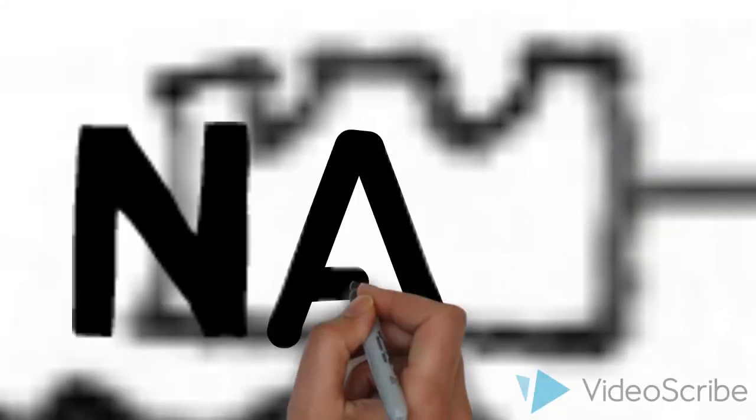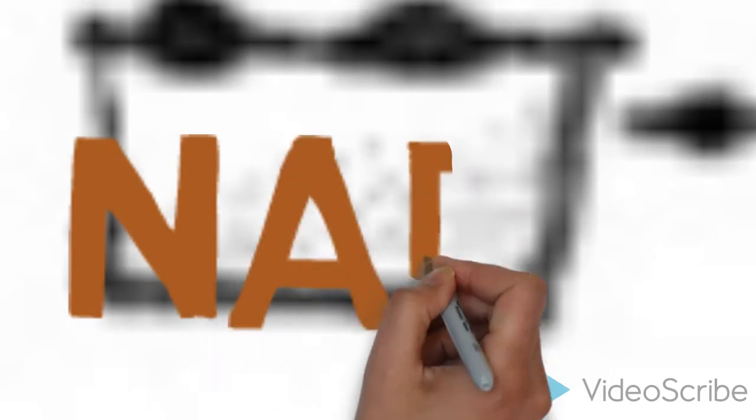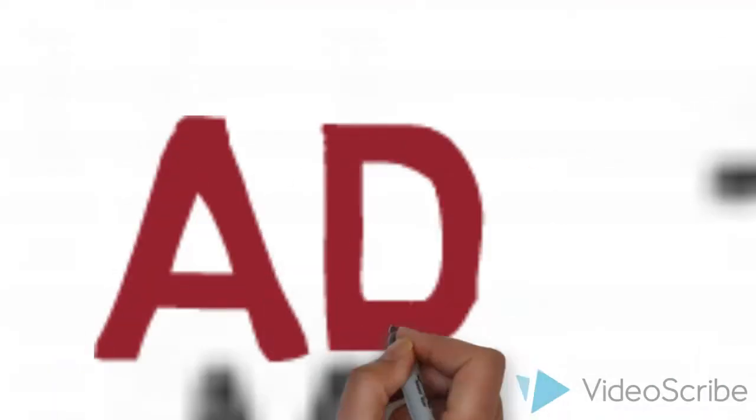NAD plus will pick up 2 electrons and a hydrogen from G3P. NAD plus becomes reduced to NADH. The molecule now has a lot of potential energy. It is a 3-carbon molecule with 2 phosphates now attached. ADP from the cytoplasm will now take a phosphate from this molecule and make ATP. When ADP takes a phosphate from a molecule to become ATP, it is called substrate level phosphorylation.